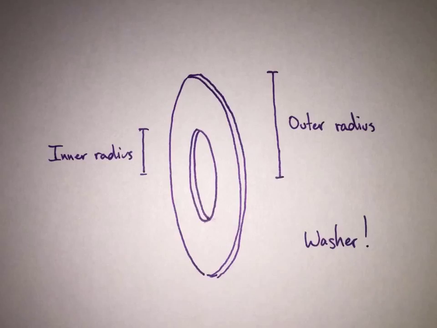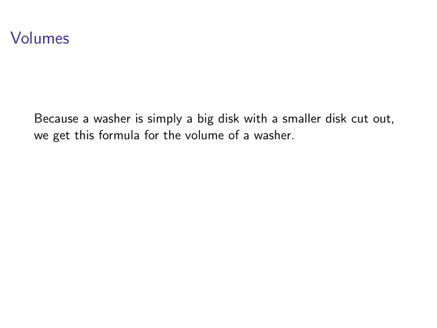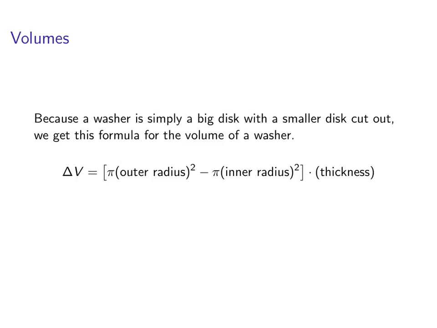You have a disk and you cut a disk out from the middle and you get a washer. You have an outer radius and an inner radius to measure a washer. So since a washer is just a big disk with a smaller disk cut out, we get a nice formula for the volume of a washer. So delta V is pi times the outer radius squared minus pi times the inner radius squared.